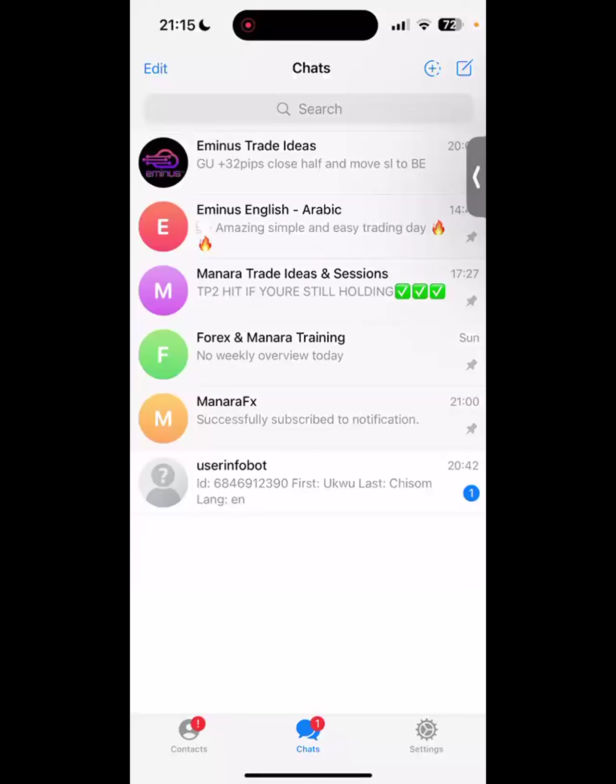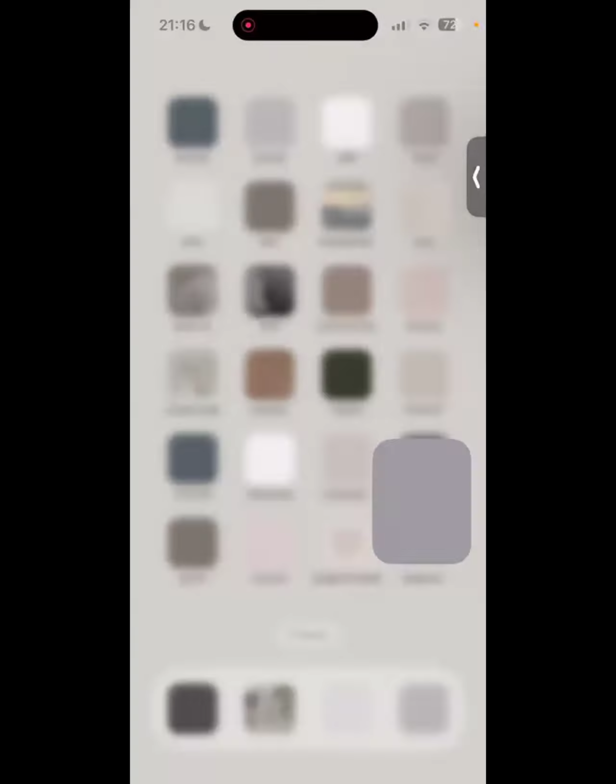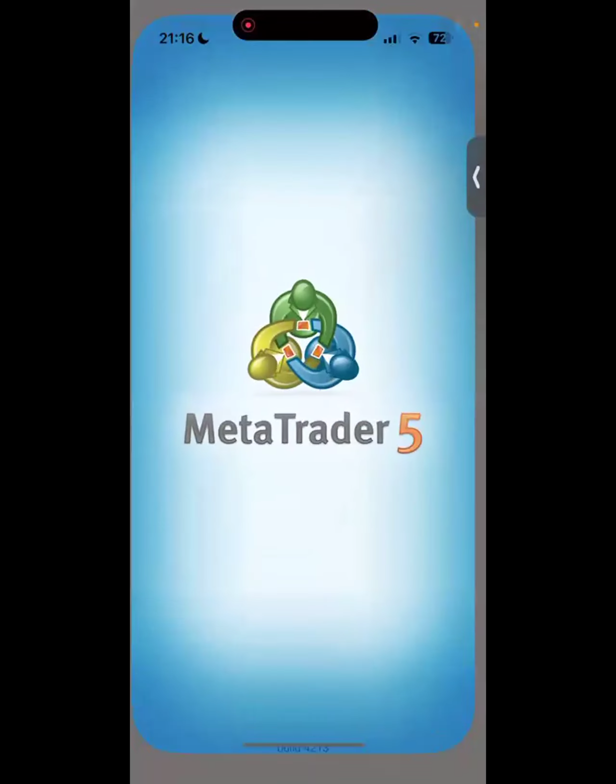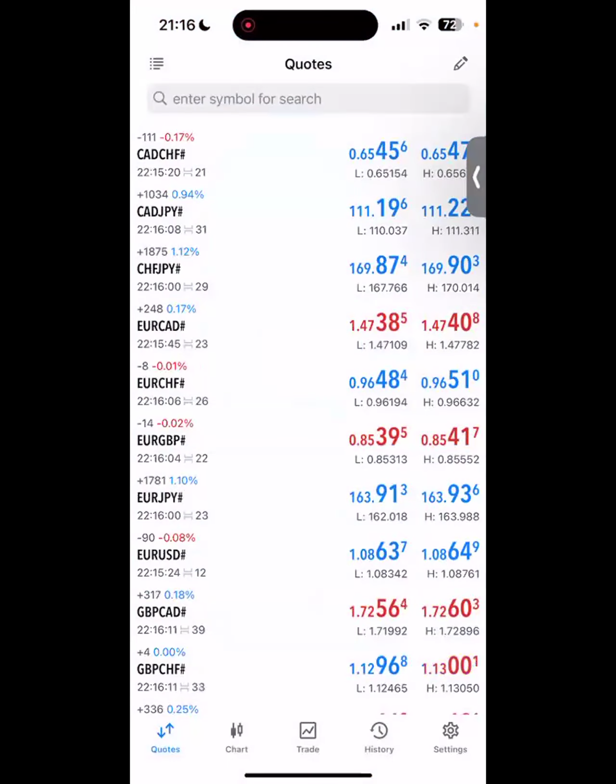So please kindly download, if you don't have the MetaTrader 5, kindly go to your app or Play Store to download that. Chisom, that includes you as well. If you don't have the MetaTrader 5, you want to go to your app or Play Store. Okay, I see that you have it.